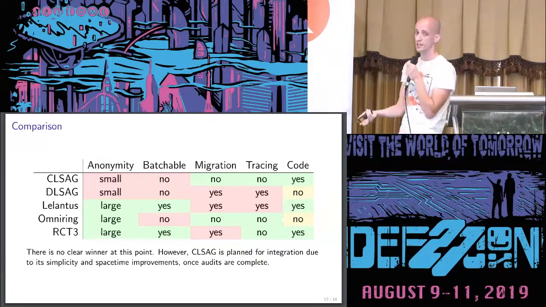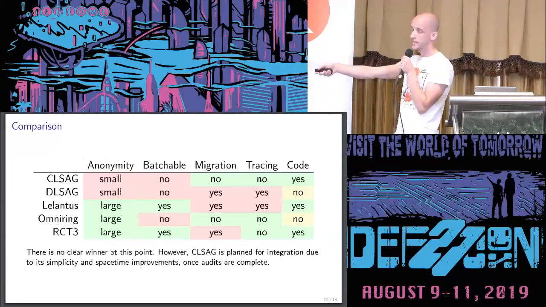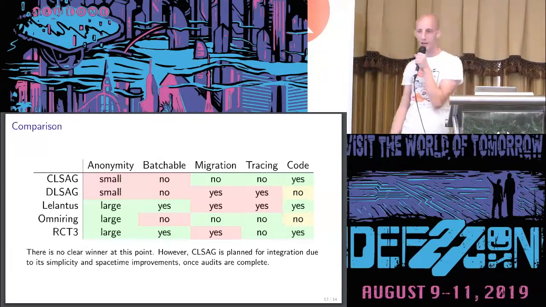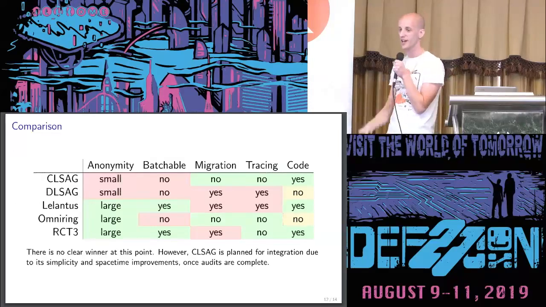My conclusion to this is, despite the fact that we have a lot of really interesting options, as you can see from this table, it's kind of a mixed bag. I don't see there being a definite clear winner at this point that gives us everything we want. You know, high anonymity set, small proofs, efficient proofs, no real downsides.